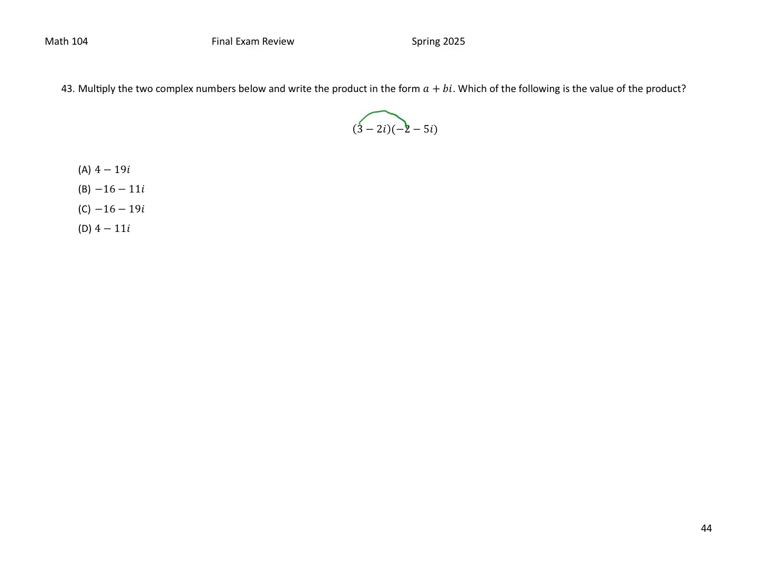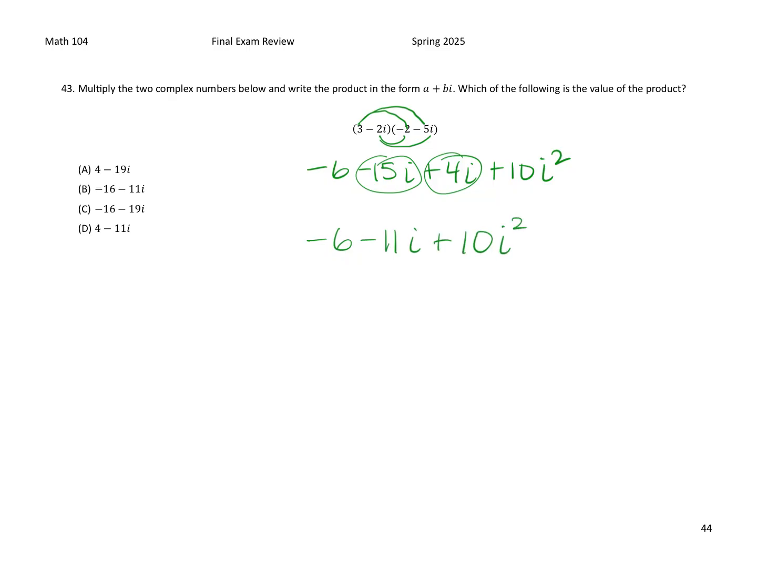Okay, so 3 times -2, that's -6. 3 times -5i is -15i. -2i times -2 is +4i. And -2 times -5i is +10i squared. Combine my like terms, -15i and 4i, and I have -6 minus 11i plus 10i squared.